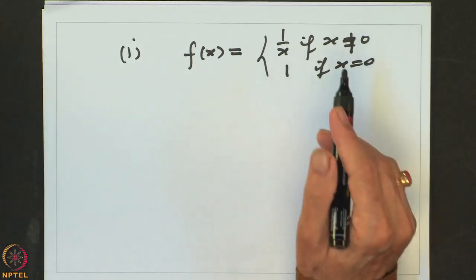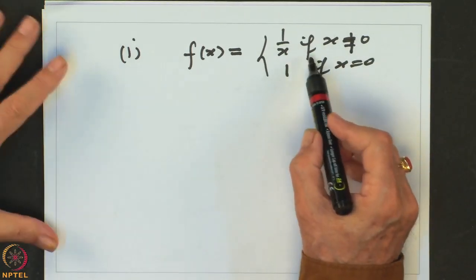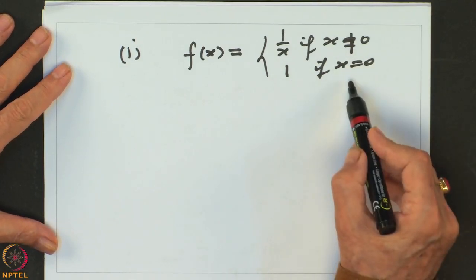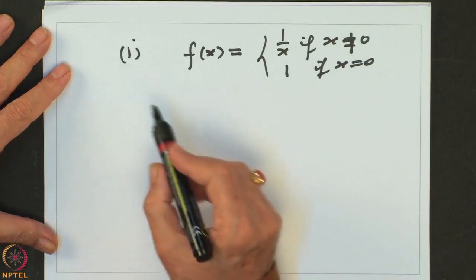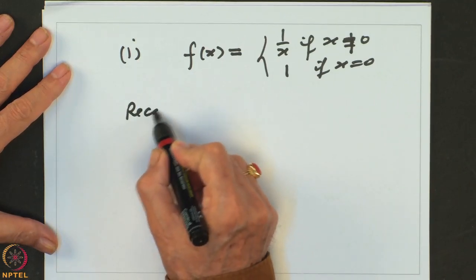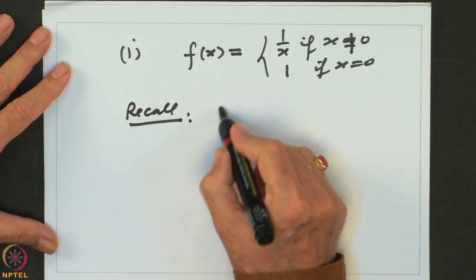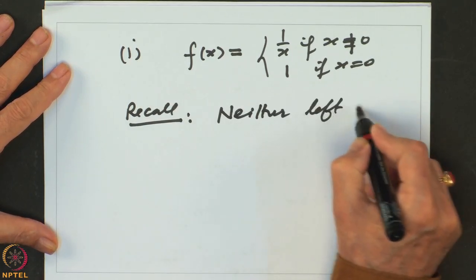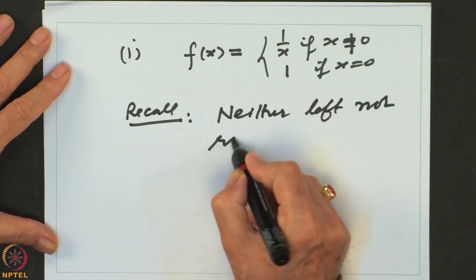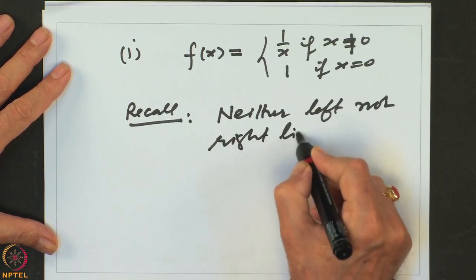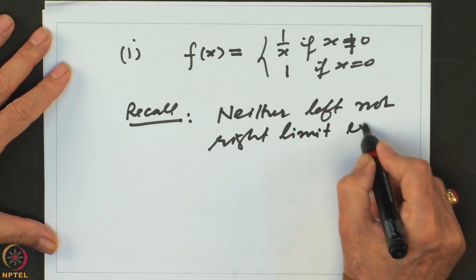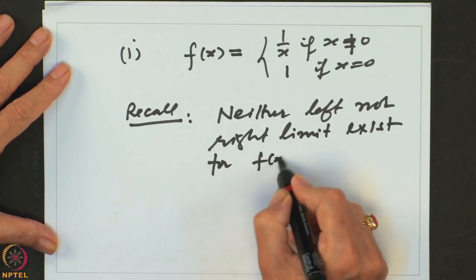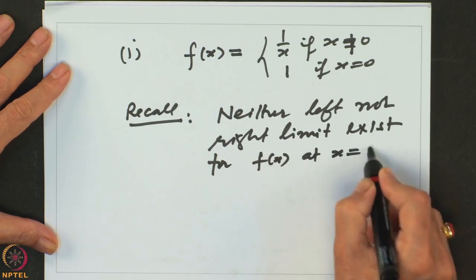So, my function is defined as 1 over x if x is not equal to 0, and defined equal to 1 if x is equal to 0, right. Recall we proved that neither the left nor the right limit exists for f of x at x equal to 0.